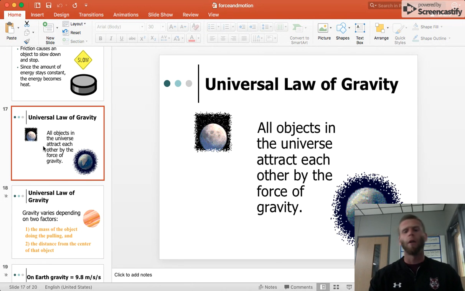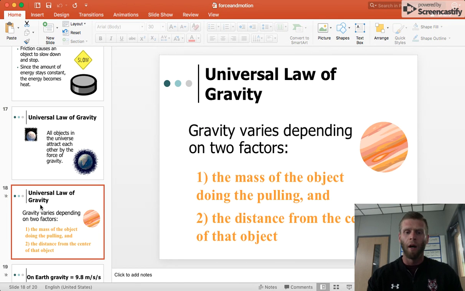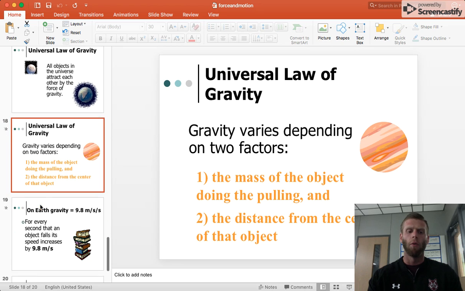Last thing here, universal law of gravity. This states that all objects in the universe attract each other by the force of gravity. Gravity varies depending on two factors, and you should have learned this in sixth grade, but let's go over it again just in case we fell asleep during sixth grade. The mass of the object doing the pulling and the distance from the center of the object. So the closer an object is to something and the more mass it has, the more gravity it will exert.